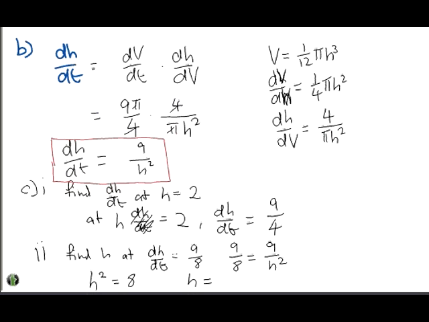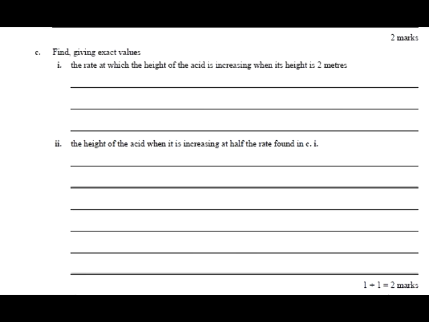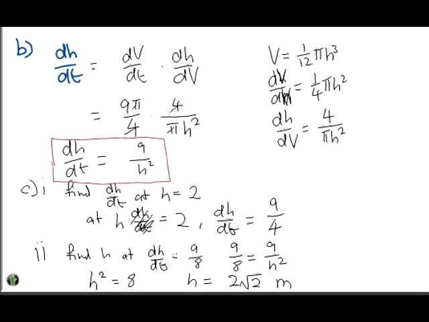h equals 2 root 2. Don't consider the negative solution because we're dealing with a real life problem. 2 root 2 what? Meters. Is that what the question's asked? Yes, the height of the acid. You need to give the unit. 2 root 2 meters is just good. Okay, on to part D.